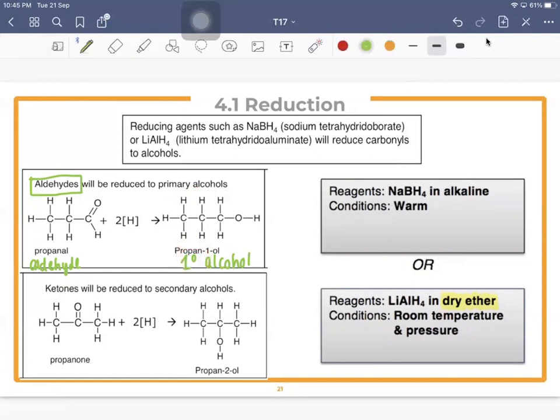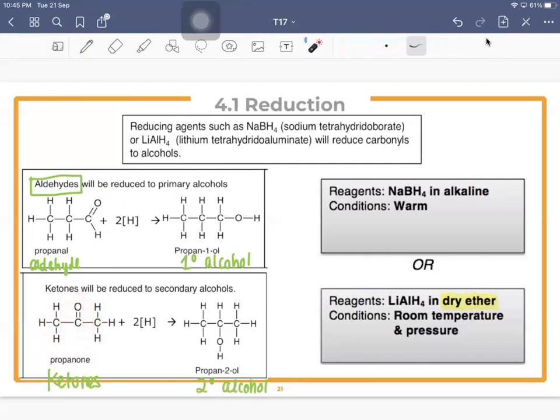Whereas ketones, you would expect ketones to be reduced into a secondary alcohol. Naming of this ketone, you have 3 carbon, so that's a prop, and it has to end with O-N-E. It's a propanone. You may ask, why is the C double bond O not numbered? Why is it not propan-2-one?